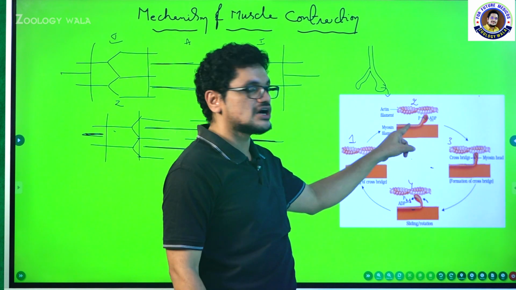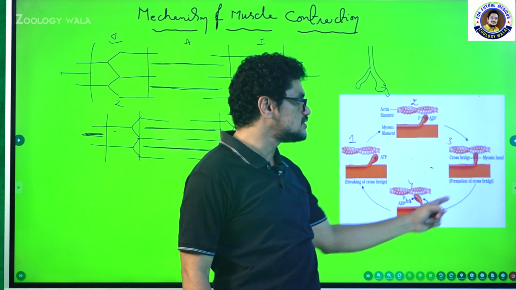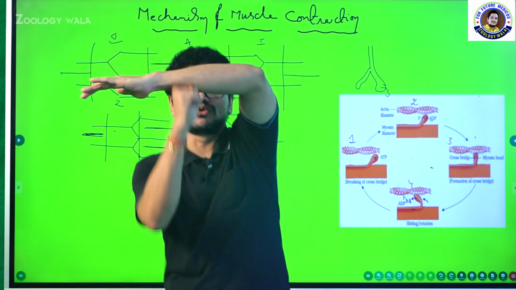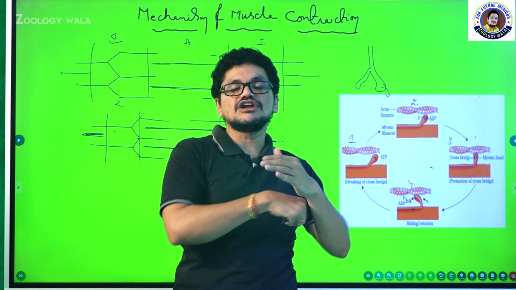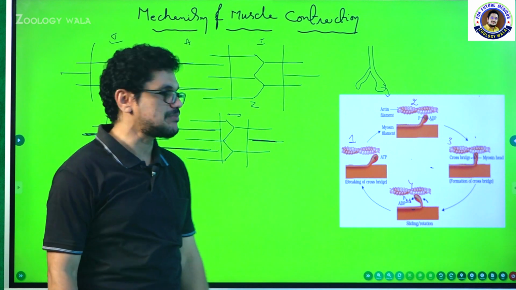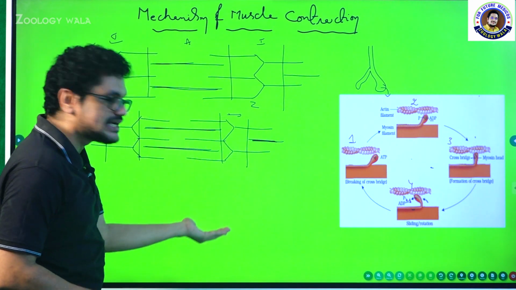Hydrolysis of ATP causes the production of ADP and inorganic phosphate. Along with that, energy is also produced, with the help of which the head is able to go and bind with the active sites, and this is the power stroke. Pulling of thin filaments towards the H zone is nothing but the power stroke. So that is the reason why the length of the I band decreases in size.